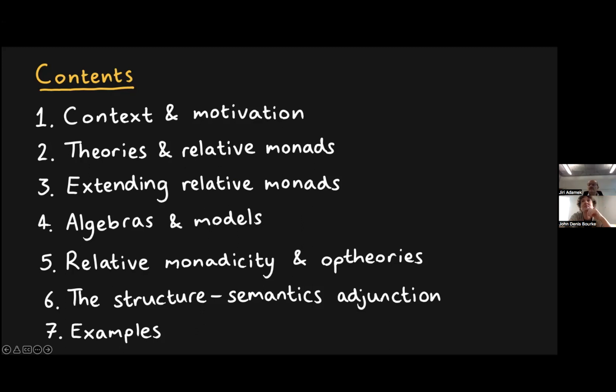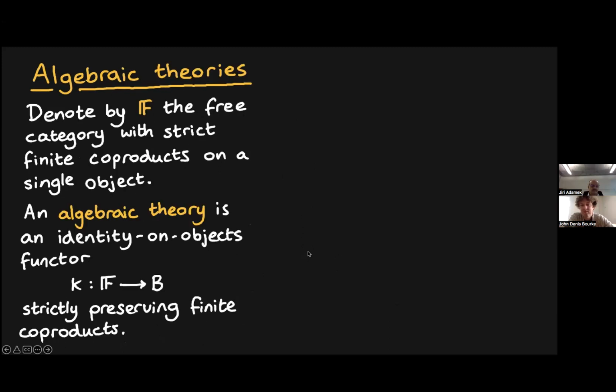I'm not going to go through it in detail, just to give you some idea of what I'm going to be talking about. But first of all, I'm going to give some context for the problem I'm interested in and why we care about it at all. So first of all, what is the monad theory correspondence in categorical logic?